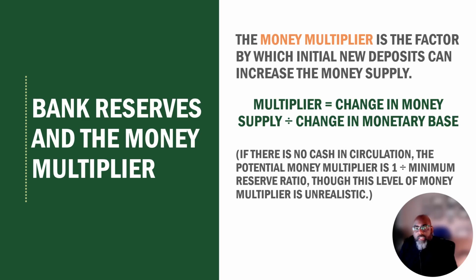However, in practice, the actual money multiplier, which is calculated as the change in the money supply divided by the change in the monetary base, is often lower. This is because factors like excess reserves and cash holdings reduce the overall expansion of money. Together, these relationships show how reserve policies and banking behavior influence the total amount of money circulating in the economy.